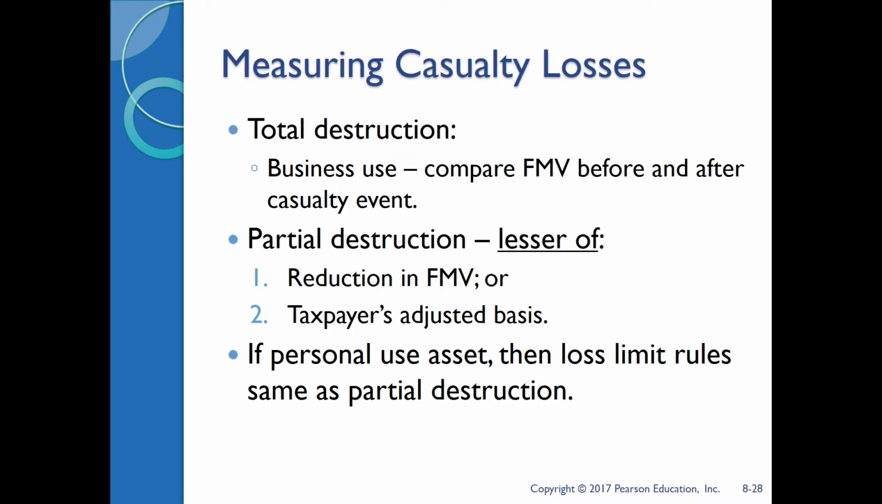To measure casualty losses, we might look at a couple of different scenarios. The first, total destruction, means something is obviously totally destroyed. In order to look at what our loss is, we compare the fair market value before and after the casualty event. For partial destruction, we use the lesser of the reduction in fair market value or the taxpayer's adjusted basis. If a personal use asset, then losses are limited. Then the loss limit rules are the same as a partial destruction.